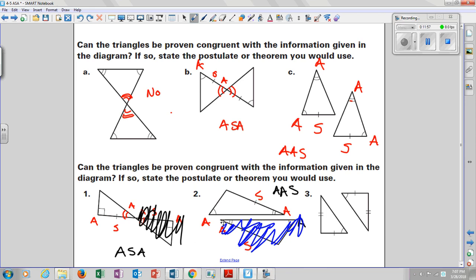Now some people would say I could easily just do angle, side, angle. But that's not the included side. That side is not in between these two. It's not touching both of these angles. So you cannot use it as angle, side, angle. It has to be angle, angle, side.